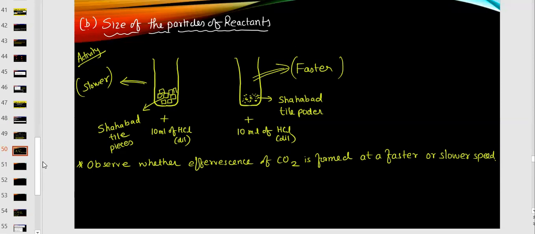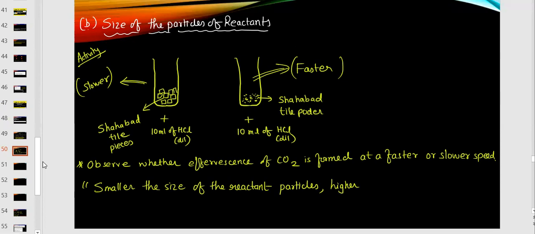So with this, we can say the point here is: smaller the size of the reactant particles, higher is the rate of reaction. So if you want a higher rate of reaction, then you have to use powder. Smaller the size of the reactant particles, higher is the rate of reaction.